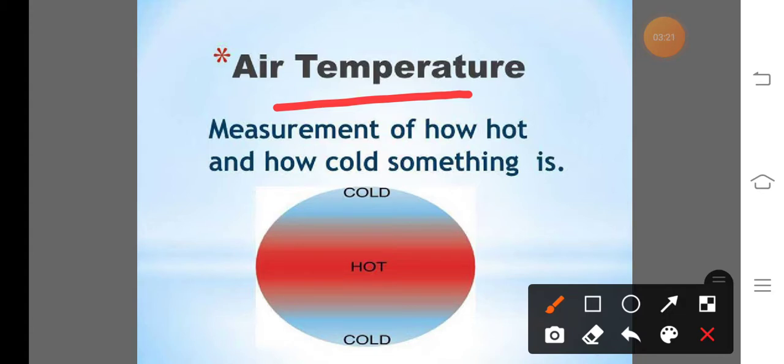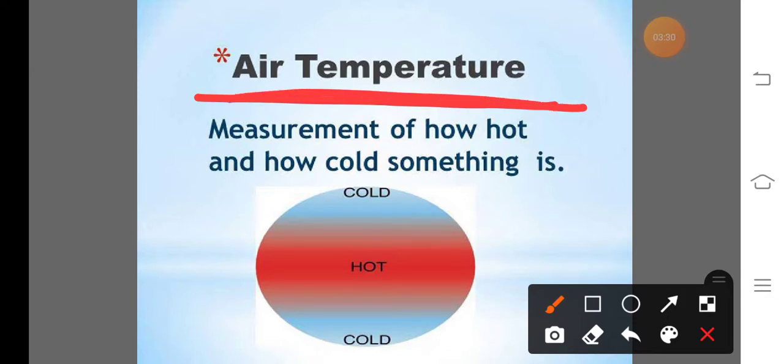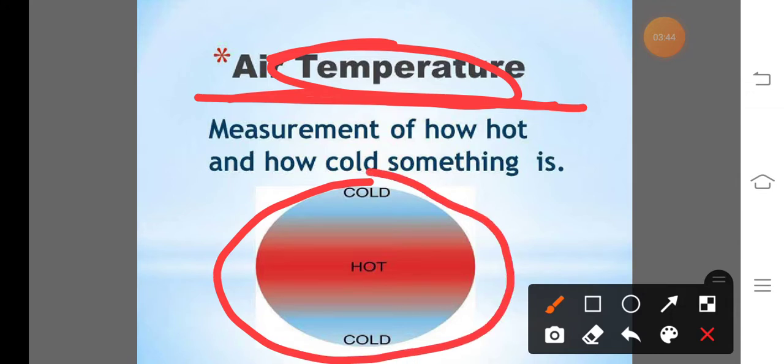So first, what is meant by air temperature? In the theory lecture we already discussed the temperature. So here air temperature or temperature means it is the degree of hotness or coldness of any substance. Suppose this is the earth surface or this is the earth, the total earth or globe. This earth is sometimes hot, sometimes cold. So this is known as the temperature.